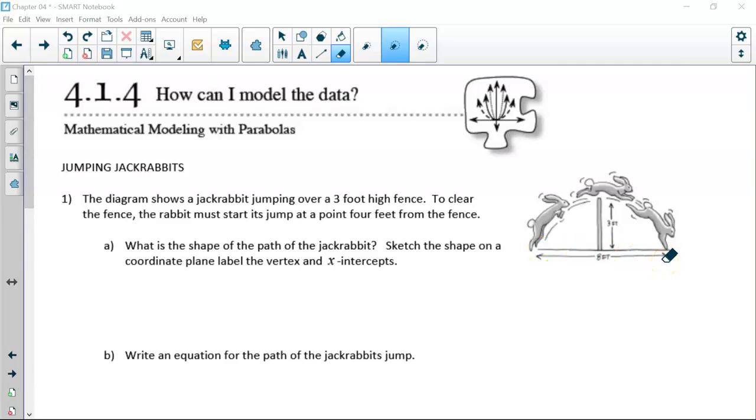So what is the shape of the path of the jackrabbit? You can see the path is a parabola. It's a parabola opening down.